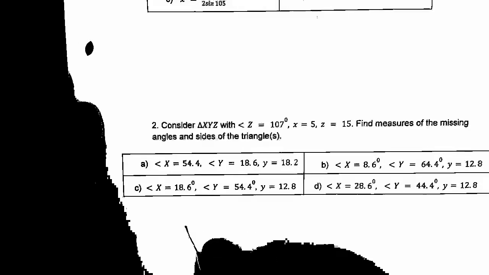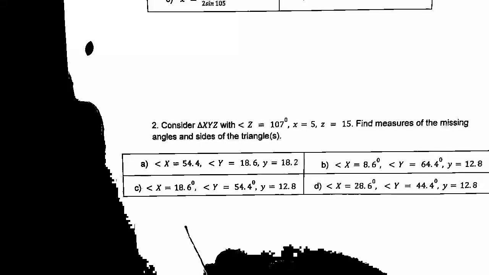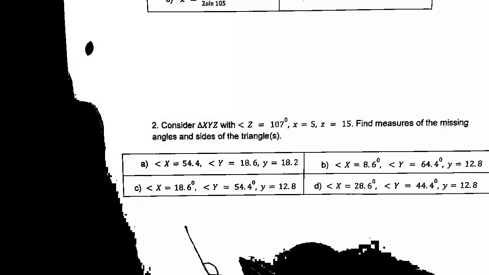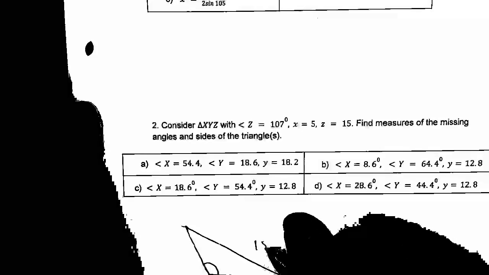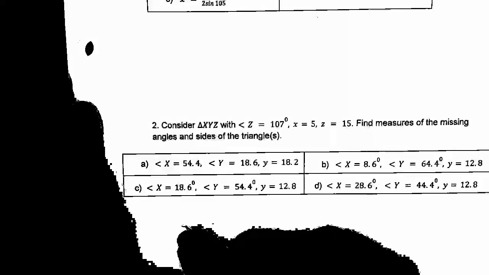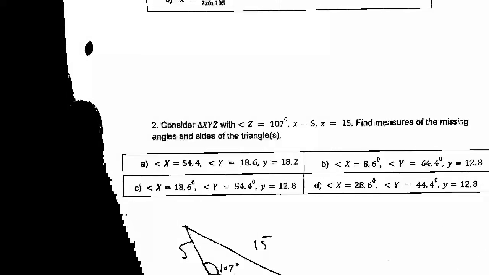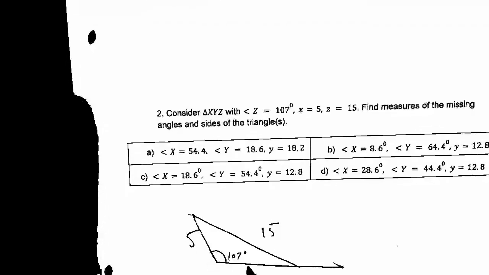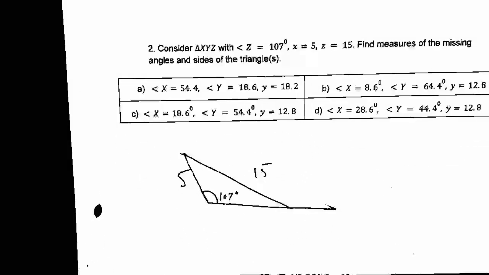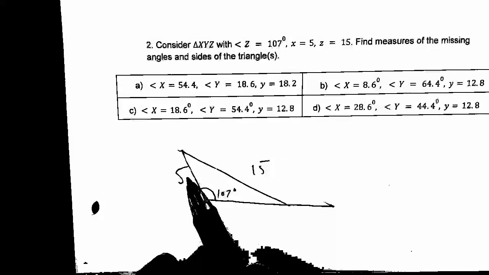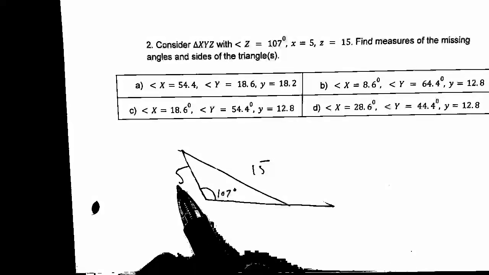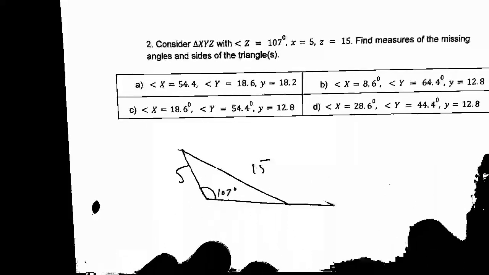This is an SSA, but it's an obtuse SSA. So if we look at this, it's 15, this is 5, and this is 107 degrees. Remember from your notes, if it's obtuse, it's either one solution or no solution. And the requirement is that this opposite side has to be greater than this adjacent side. Okay, so if there's one solution, I'm just going to use law of sines as normal.